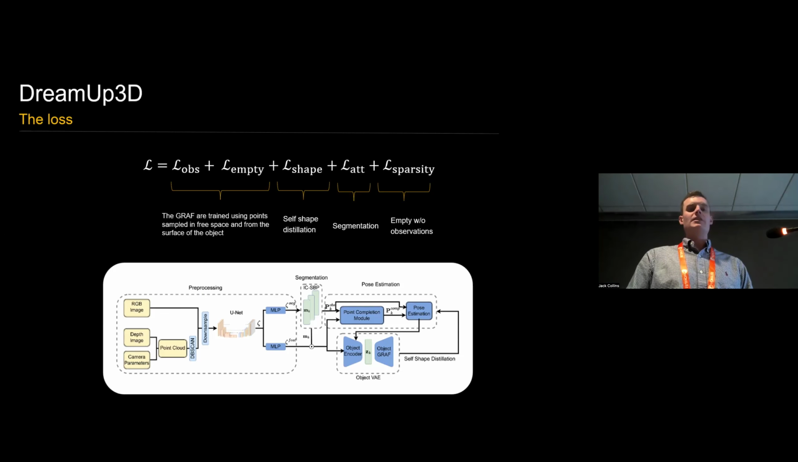We also have a loss for the attention, which is an L2 loss that's used to train the attention masks of the instance coloring stick breaking process. And then the final loss encourages empty space where there are no observations. Okay, so this is all trained end to end.